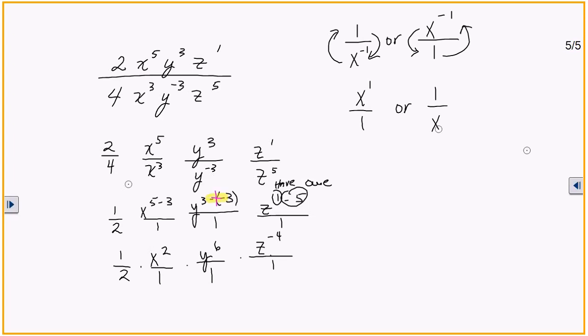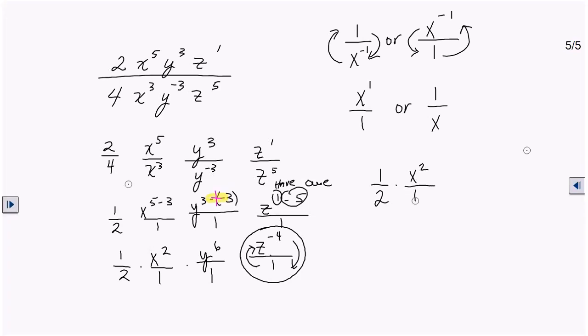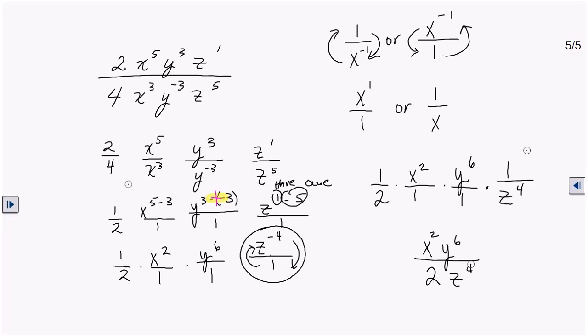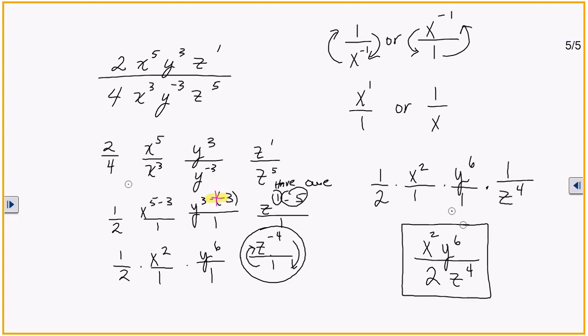So with this function right here, we have a negative exponent. So we're going to flip that one. And that's going to give us 1 over 2 times x squared over 1 times y to the 6th over 1 times 1 over z to the 4th. And now we just put everything together and we get x squared y to the 6th over 2z to the 4th. Now, at this point, you're probably saying to yourself, good gracious, that's a lot of work. It is a lot of work for a person that's reviewing all of this.